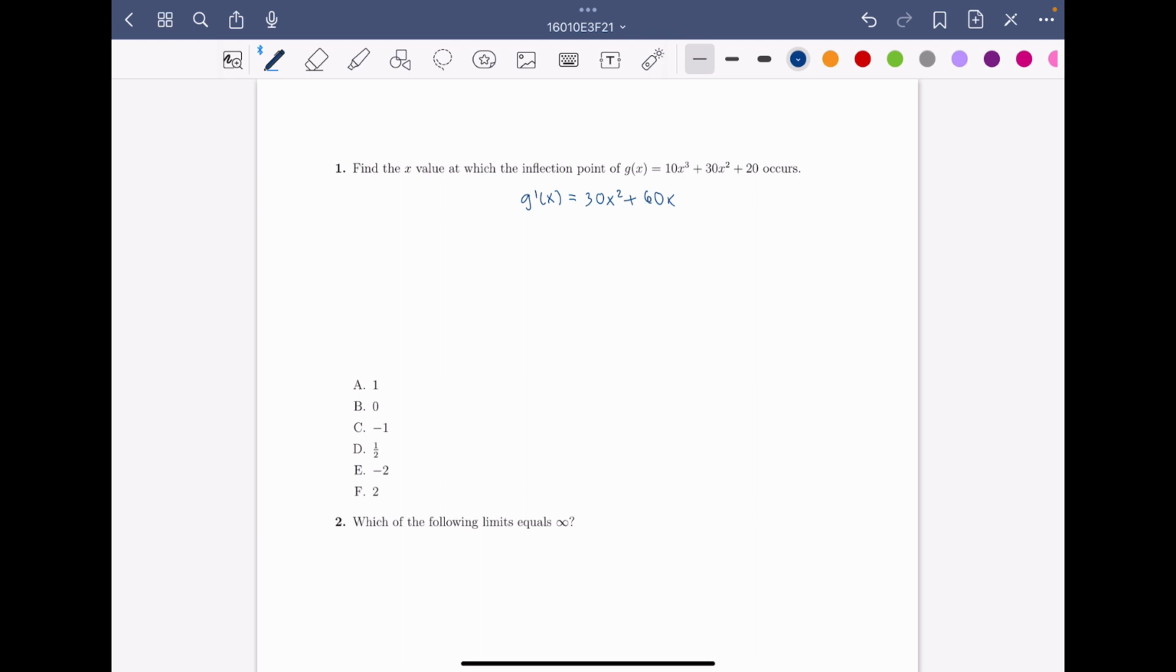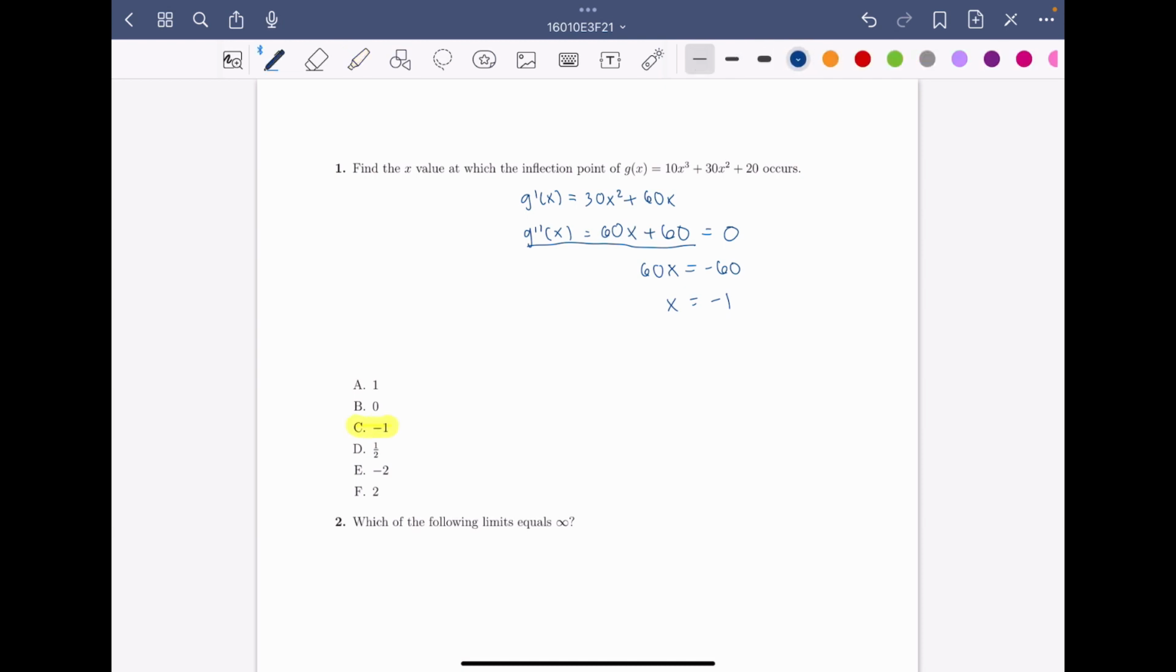And now let's find the second derivative. g double prime of x equals the derivative of 30x squared, which is 30 times 2, so 60x, and then the derivative of 60x is just 60. So we have that the second derivative equals 60x plus 60. Now, to find the inflection point, again, we need to set this equation equal to 0. So let's go ahead and do that. If we solve, we get 60x equals negative 60, or x equals negative 1, or the answer of C.